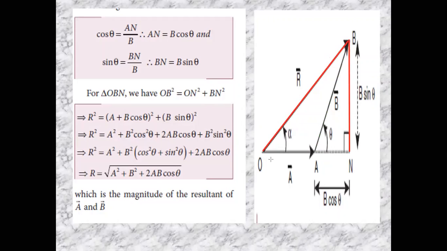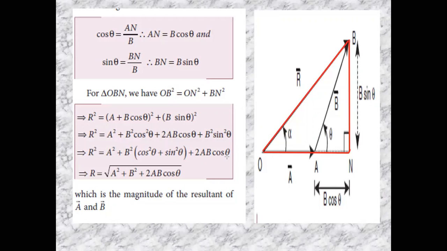That is OBN, this triangle. And I'm going to write the Pythagoras theorem. So OB square, that is hypotenuse square, is equal to OA square plus BN square. Now, what is your OB? OB is R. So R square.